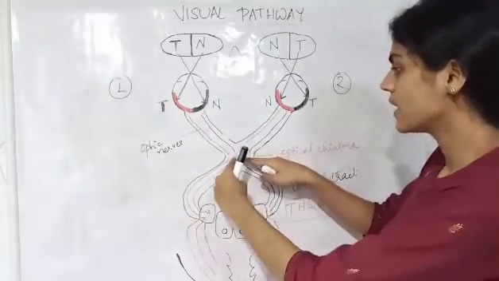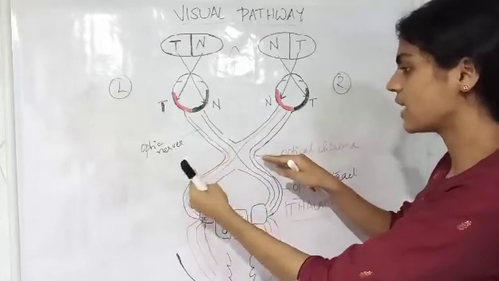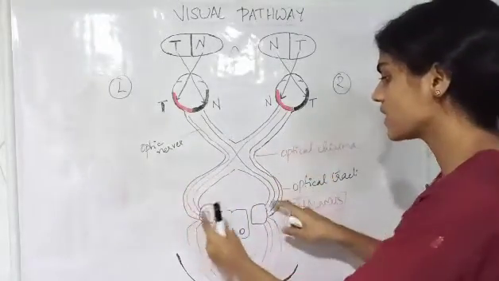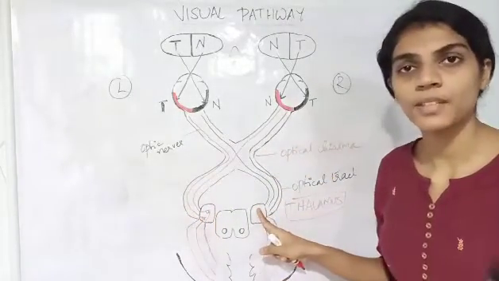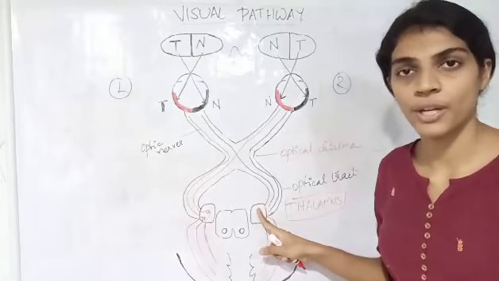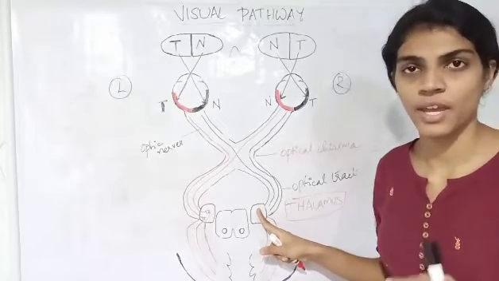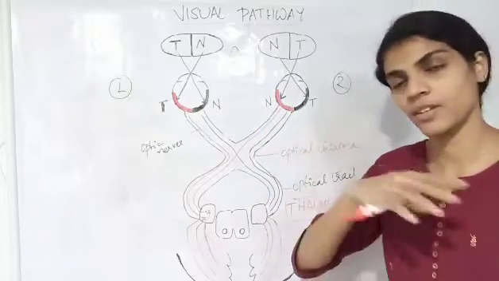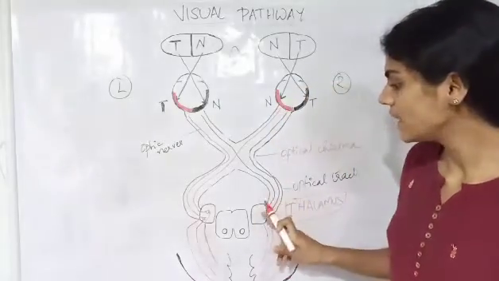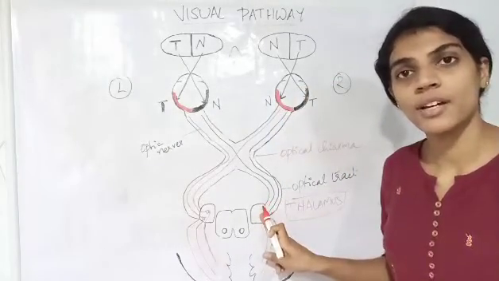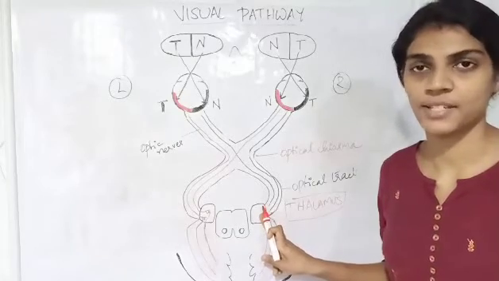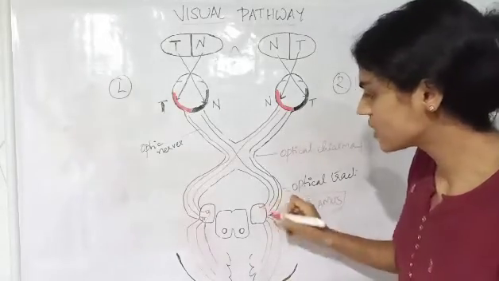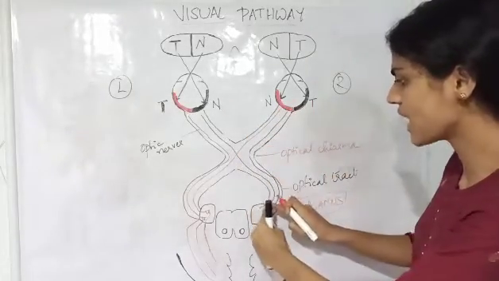Both ipsilateral and contralateral nerve fibers are present in each optic tract, and both optic tracts go into the lateral geniculate body of the thalamus. From the lateral geniculate body, the next set of neurons arises. This set of neurons ends here.